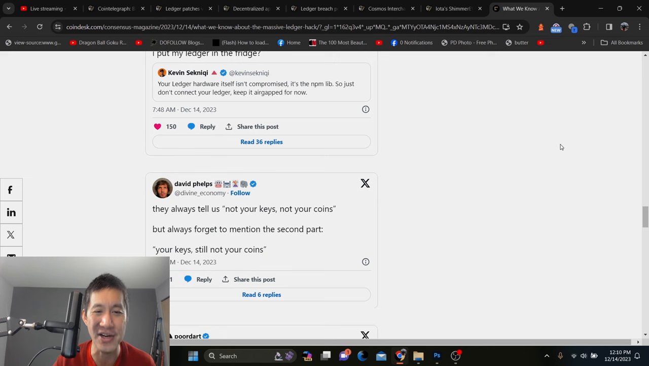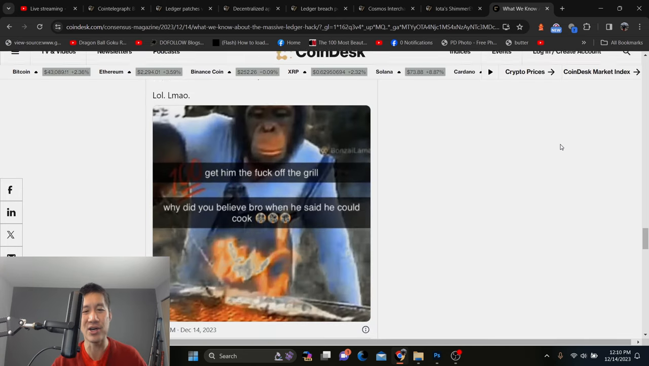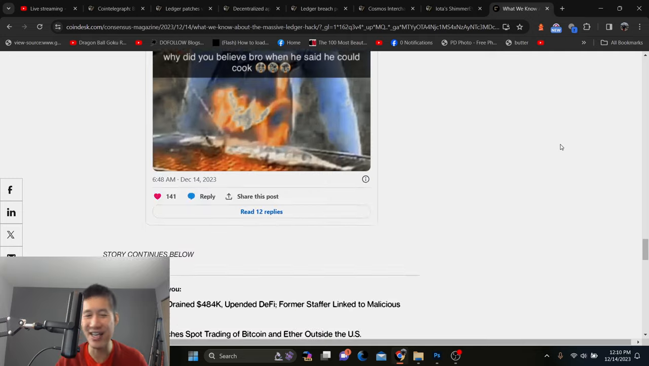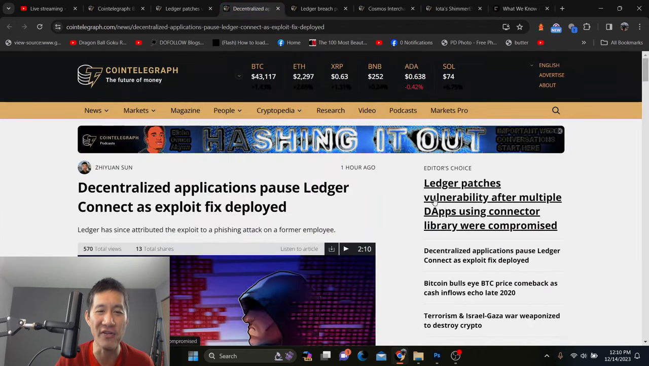They always tell us not your keys, not your coins. But always forget to mention the second part. Your keys, still not your coins. So the thing is, yes, there is a problem and they have patched it, but people have lost money. Keep your hands off that Ledger.